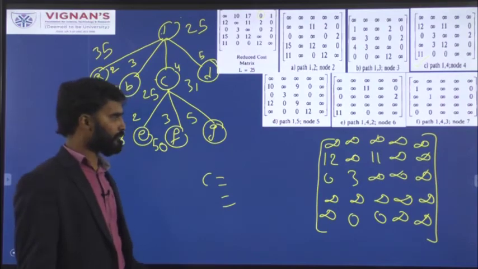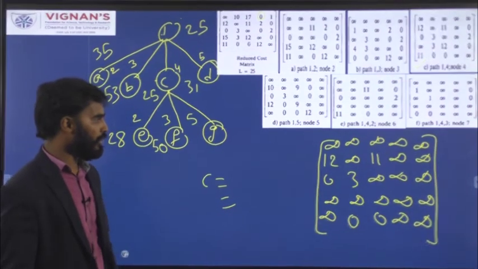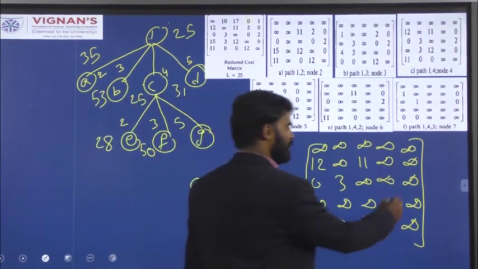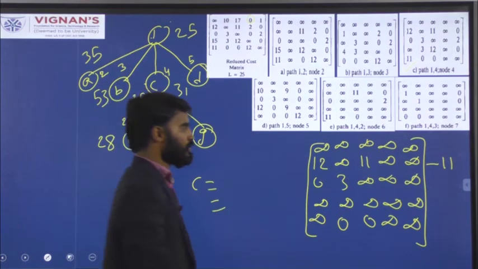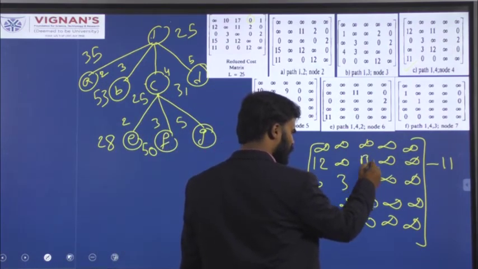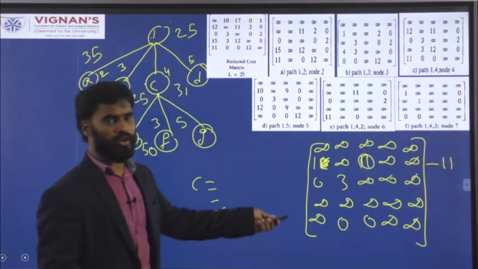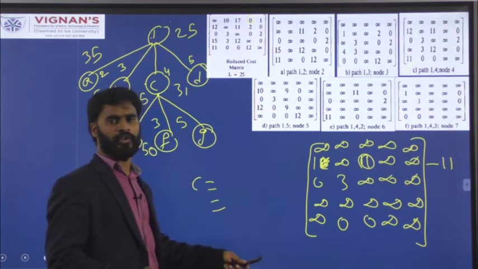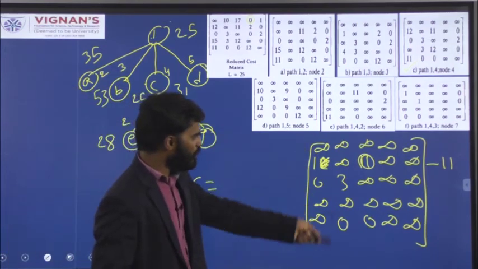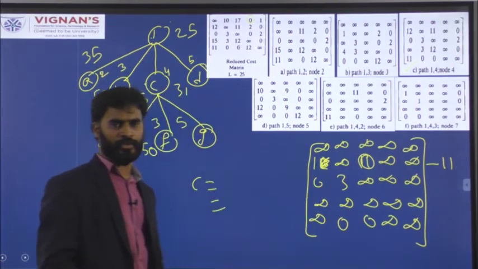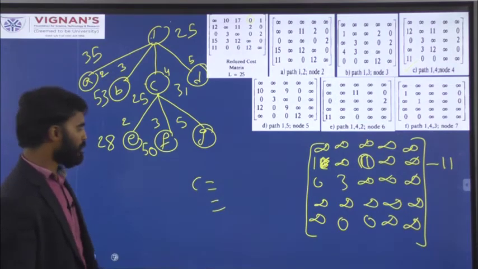Try to reduce it. First row doesn't need any reduction as already having all infinities. Second row needs reduction. The cost of reduction is 11 because 11 is the minimum element. So this becomes 0 and this becomes 1. Third row already reduced, fourth row reduced, fifth row is also reduced. First column reduced, second one reduced, third one reduced, fourth one, fifth one also reduced. So the cost of reduction is 11 for G.